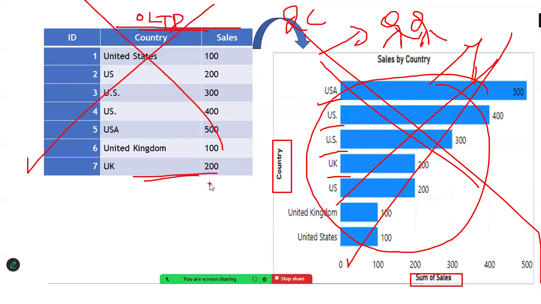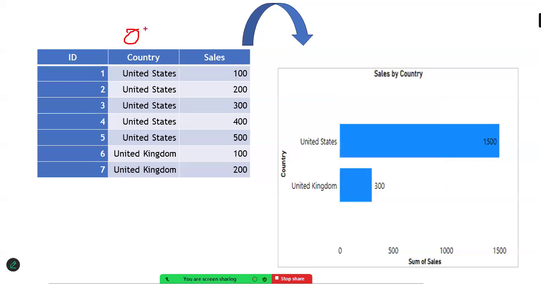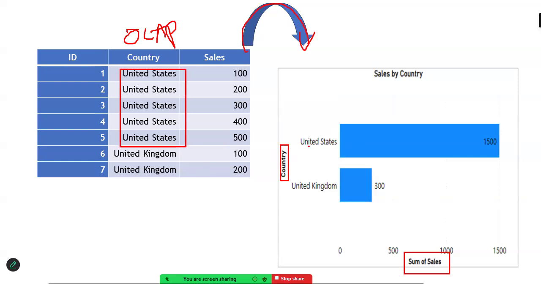Now go to the next slide. This is the OLAP table. This is how the data is in the OLAP. This time I use this OLAP to create the same visual, the same thing you are showing now, country-wise sales. I'll take all the United States as one value.